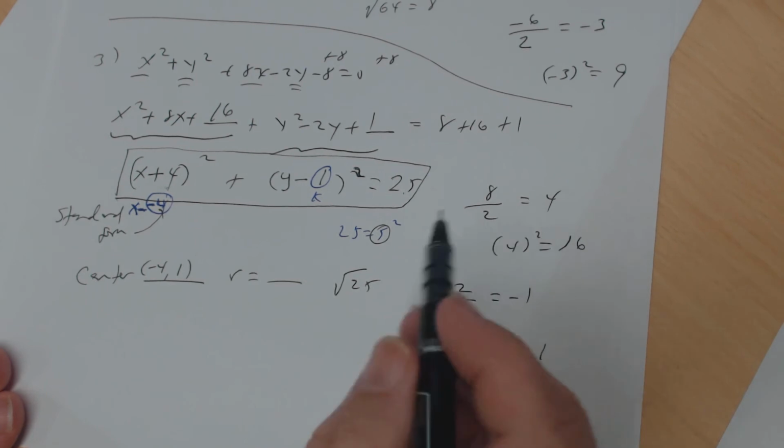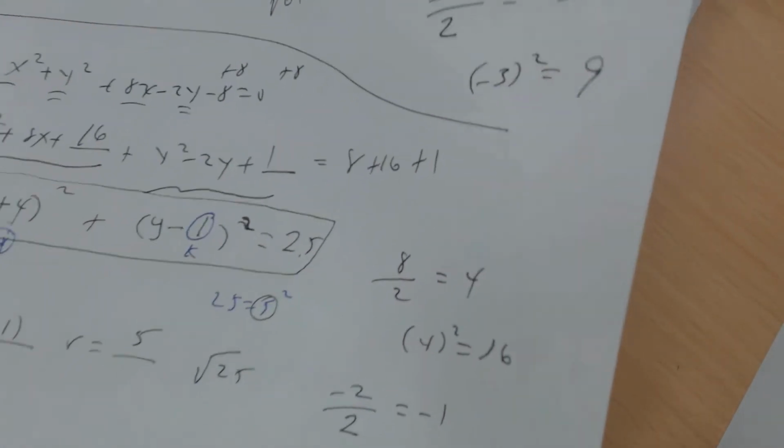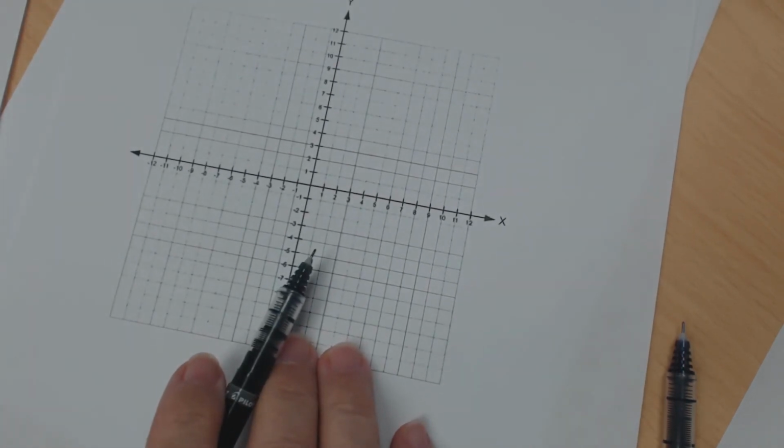Whatever number this is, take the square root of it. So you get 5. All right, so the center is negative 4, 1. And the radius is 5. Okay, so let's go ahead and do it on this one again.